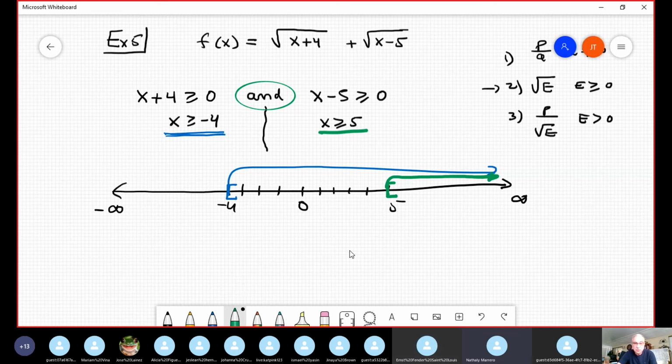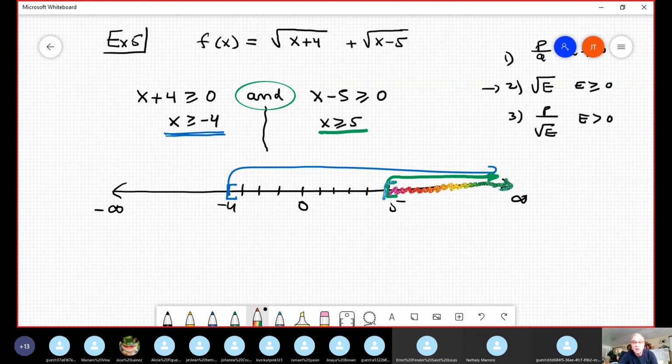Okay, repeat the question. Try to meditate, it's easy. The interval in blue is from negative 4 to infinity. The interval in green is 5 to infinity. The answer is the green, because the green is totally inside the blue. Therefore, the intersection, the common element, is obvious, from this to this.